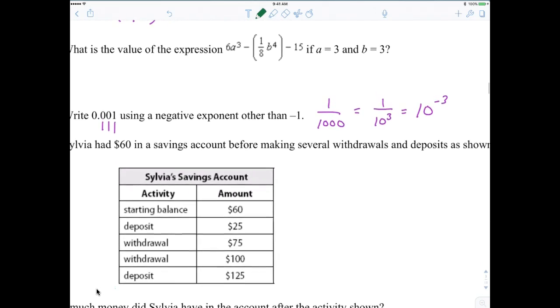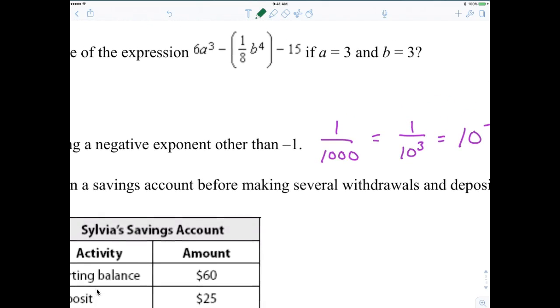All right, now we're just doing some evaluations just to see if you remember your order of operations and your exponents. All right, so everybody should write down this on your paper. 6, open parenthesis, 3 to the 3rd power minus 1/8 times 3 to the 4th power, minus 15. Okay, this one's going to be kind of tricky. All right, again, we're practicing our mental math. No reason for a calculator.